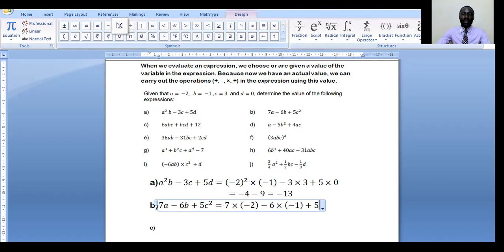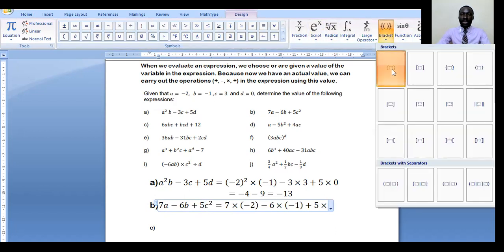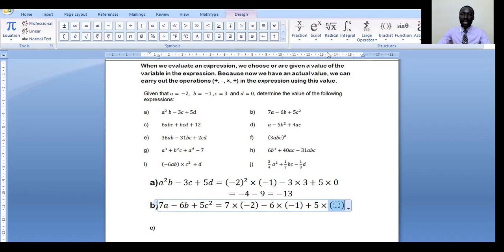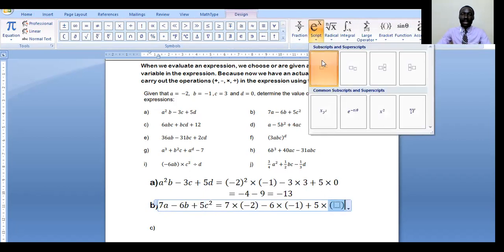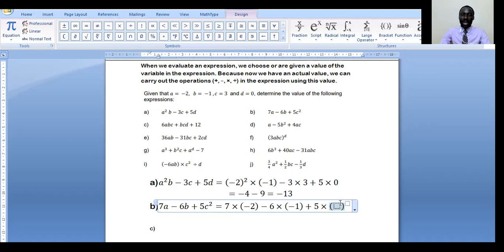Now notice that this 5 is supposed to multiply c squared. It's going to be safer for us to have this c inside the bracket so that it's easy for us to see how we are going to square it. So what is the value of c? The value of c is 3, and there is a square right there.